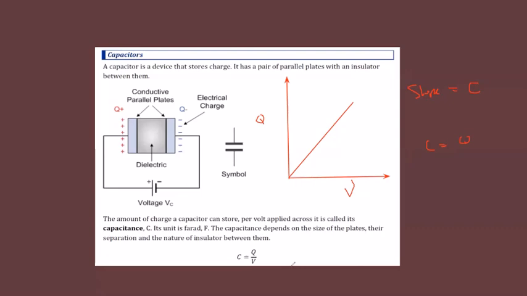So the unit of charge is coulomb and the unit of voltage is volt, so it's coulomb per volt. But there's also another unit: coulomb per volt is also known as farad, and it is denoted by F. But normally it's microfarad or picofarad; very small values are there for capacitance. Is the concept of a capacitor and charging of a capacitor clear?